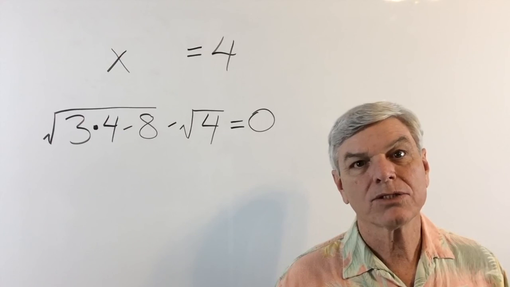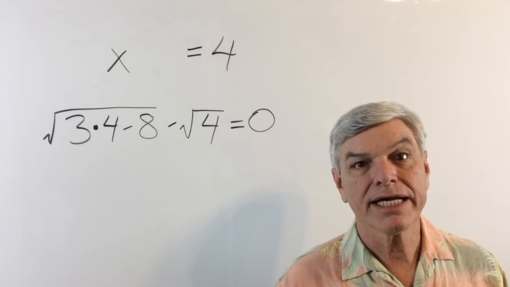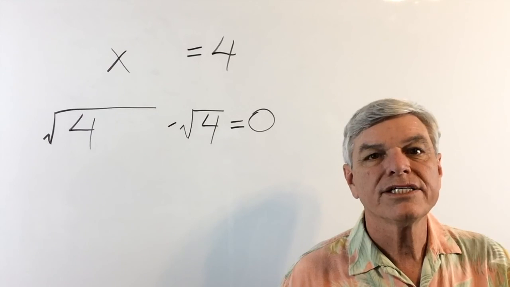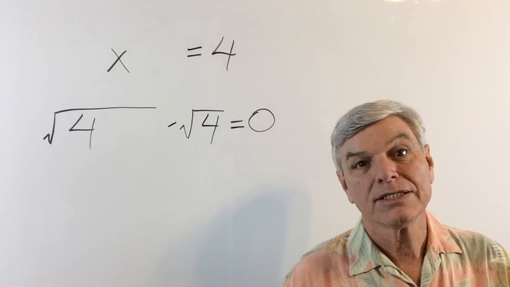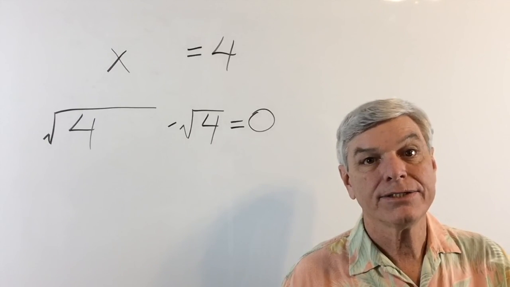And I'm going to walk through this whole check with you because it just got so complicated. 3 times 4 is 12. 12 minus 8 is 4. Root 4 minus root 4 is 0. So 4 is a good answer to that. And do your homework.